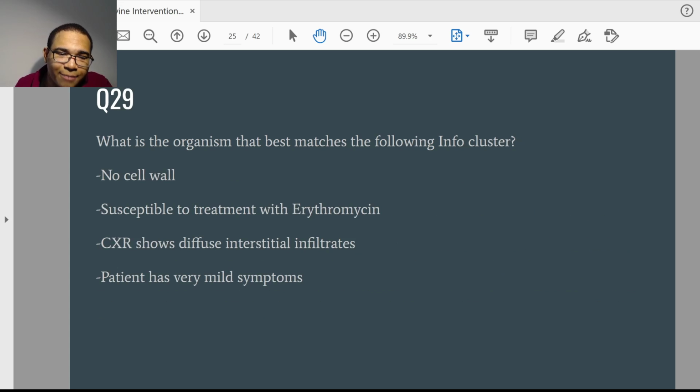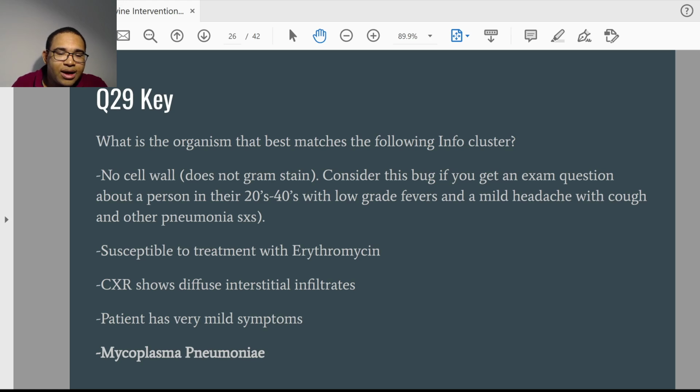exam. Now, what is the organism that best matches the following info cluster? No cell wall, susceptible to treatment with erythromycin, chest x-ray shows diffuse interstitial infiltrates, patient has very mild symptoms. This is walking pneumonia, this is Mycoplasma pneumoniae, end of story. Remember Mycoplasma, its cell membrane contains a ton of sterols, which is unique. I mean, actually it has no cell wall. So it doesn't gram stain. And again, a person in their 20s to 40s with subacute atypical pneumonia, pick Mycoplasma. Macrolides work really well, and interstitial infiltrates because it's an atypical pneumonia.